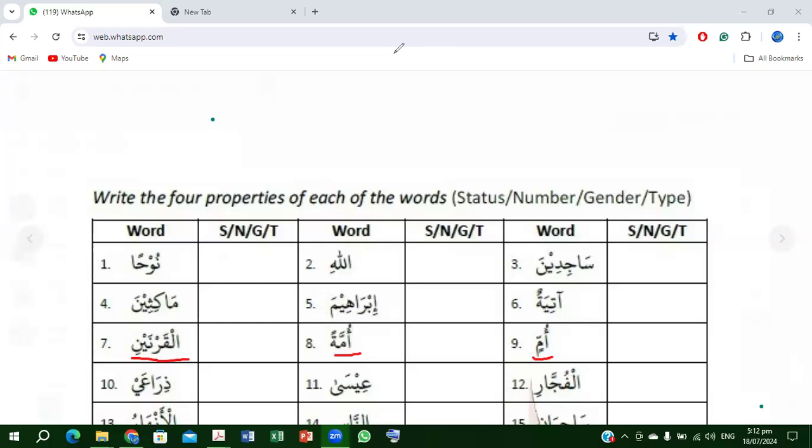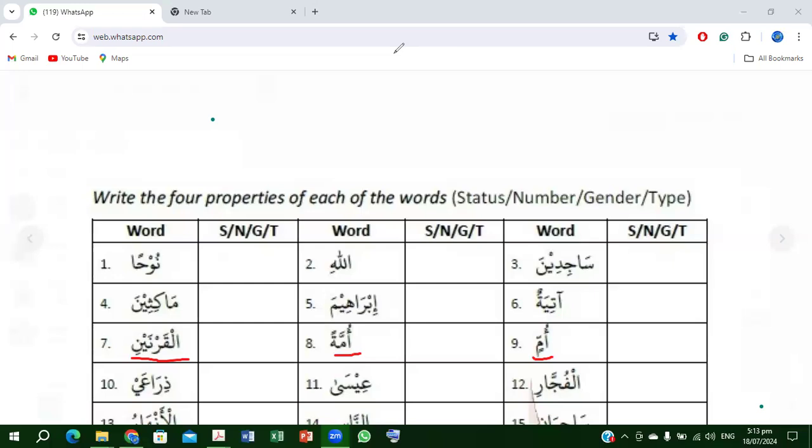Yes, miss. Umm means mother, so it's always feminine. We don't need to see the signs for real genders, okay? So you can see, miss, it's a real gender. Okay, then what is the number? The number is singular. And status? The status is nasab.